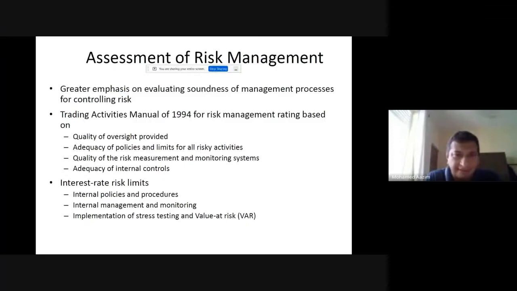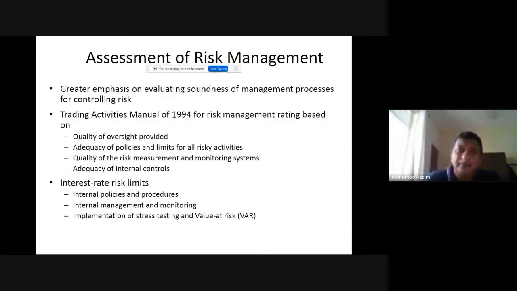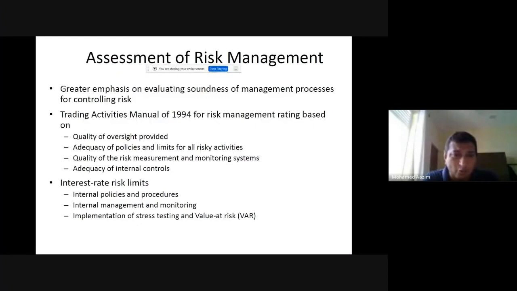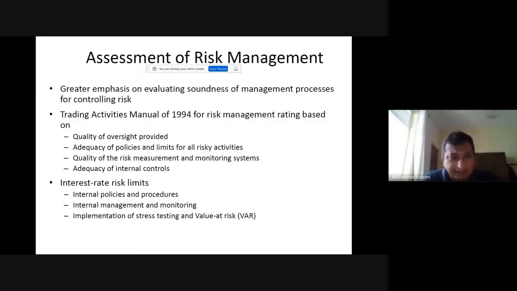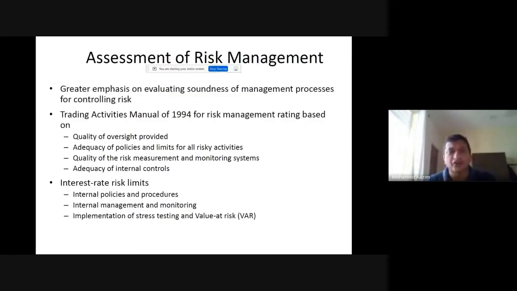So this has been established through a trading activities manual in the case of the US for risk management. This trading activities manual subsequently changed. This is the 1994 one, but subsequently this has been further expanded with new versions. But what it basically says is oversight, the policy adequacy for risk activities, measurement and monitoring systems, and internal controls. So effectively, to put in place a risk management structure within the organization.